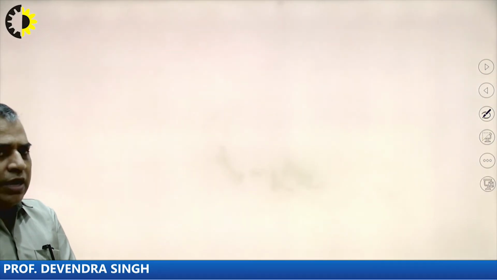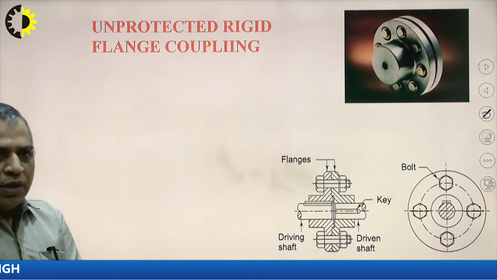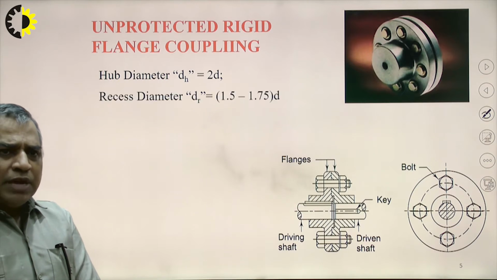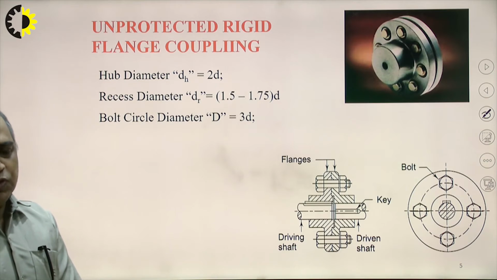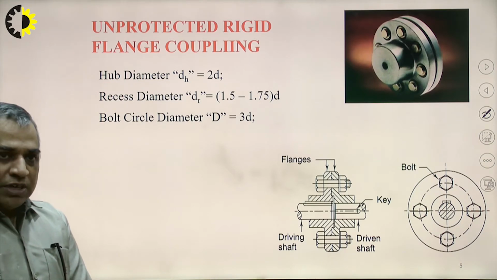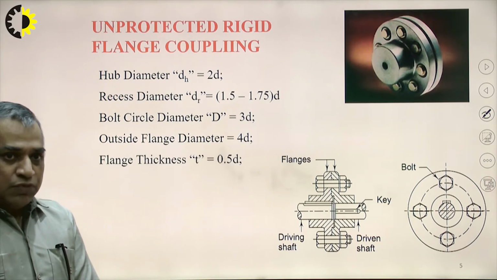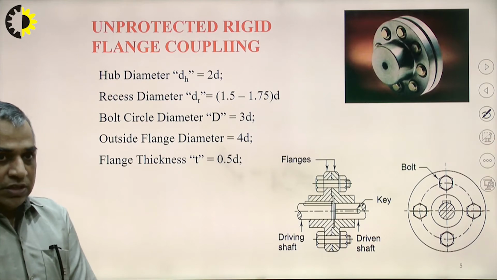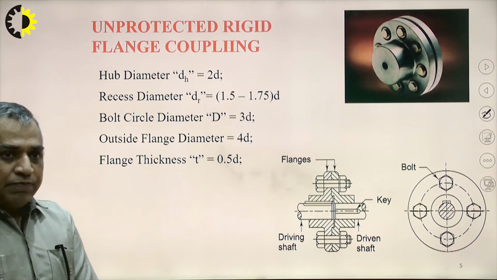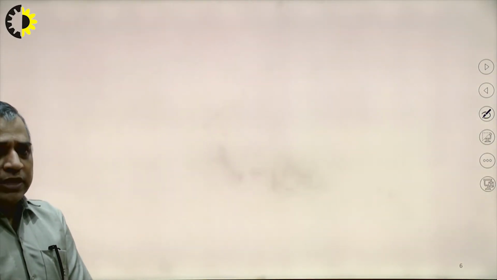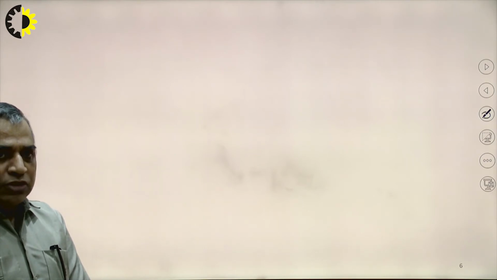And similarly, another example, this is the unprotected rigid flange coupling. Here the protective rim is not there, so you can have the same dimensions: hub diameter 2 times the shaft diameter, recess diameter 1.5 to 1.75 times the shaft diameter, bolt circle diameter 3 times the diameter of the shaft. Outside flange diameter is 4 times the diameter of the shaft. Flange thickness is 0.5 times the shaft diameter. There is no protective rim, that's why the protective rim thickness and dimensions are not mentioned here.